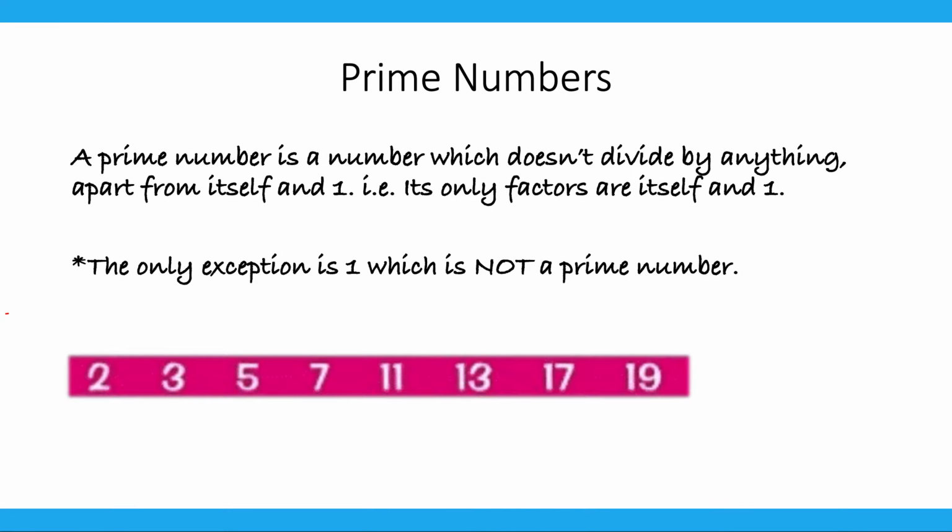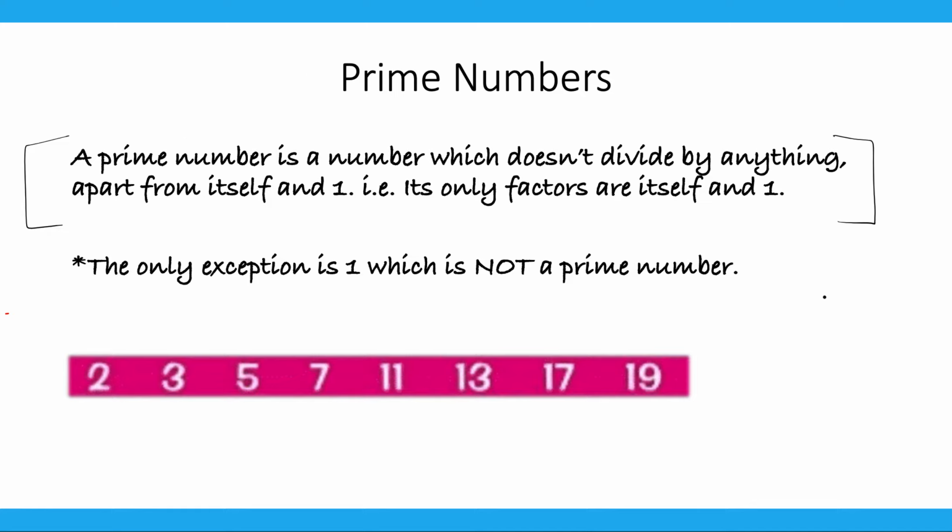Okay, now moving on to prime numbers, we have the exact definition over here. A prime number is a number which doesn't divide by anything apart from itself and 1, i.e. its only factors are itself and 1. The only exception is 1, which is not a prime number. So there's always confusion around that. 1 is not a prime number, because a prime number doesn't divide by anything except itself and 1. So the factors of it have to be the number and 1.